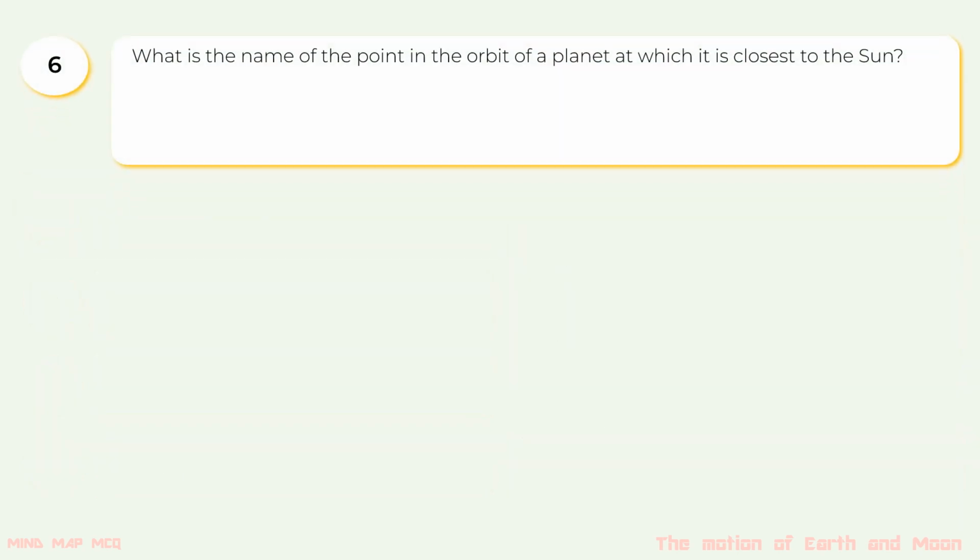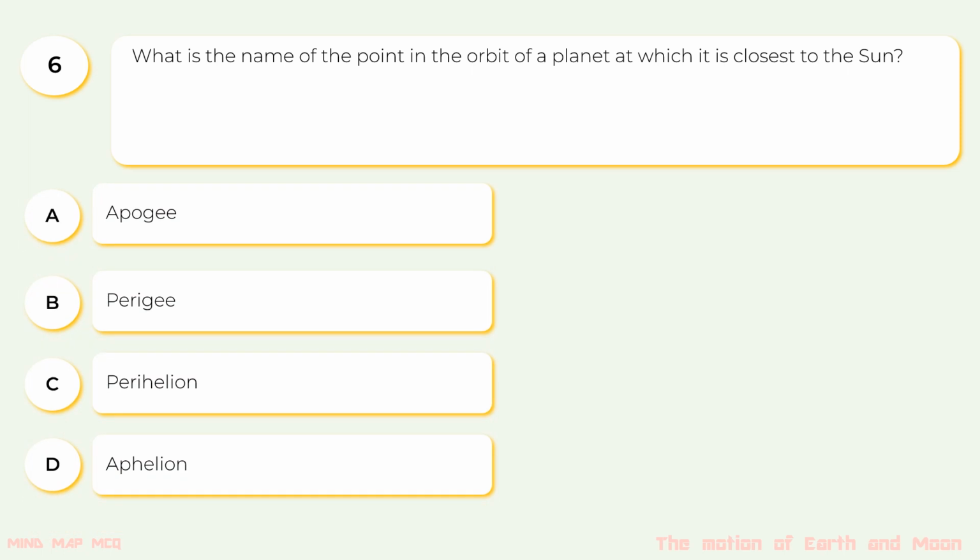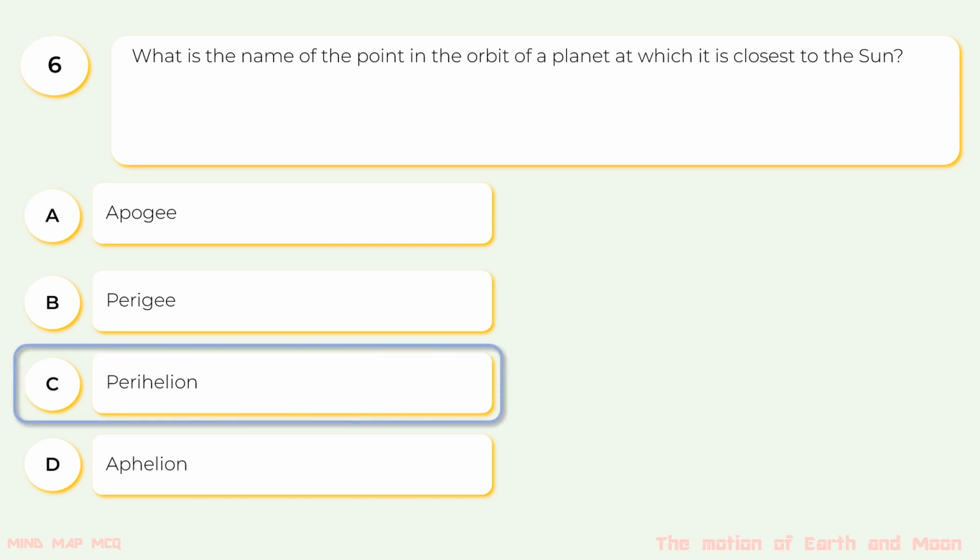Question 6. What is the name of the point in the orbit of a planet at which it is closest to the Sun? A. Apogee, B. Perigee, C. Perihelion, and D. Aphelion. The correct option is C.